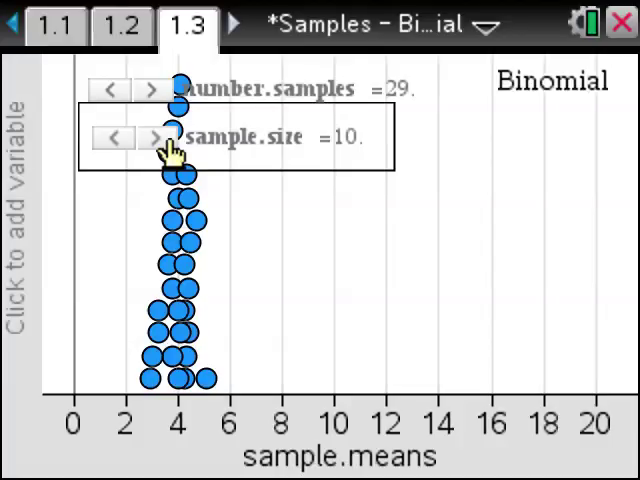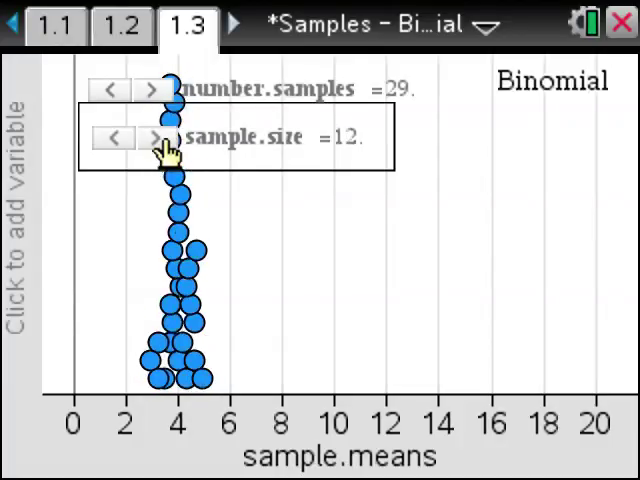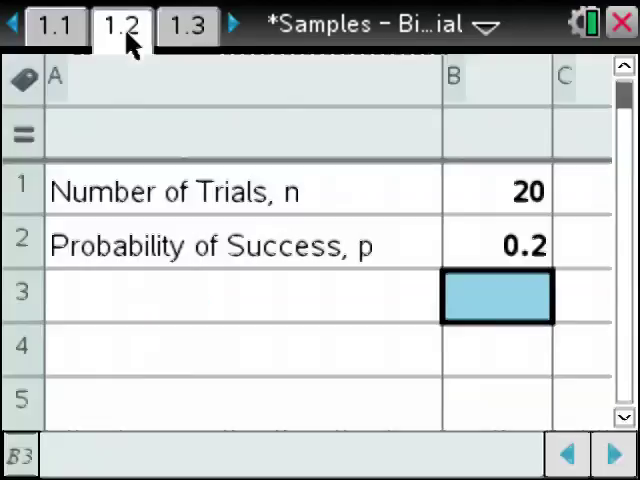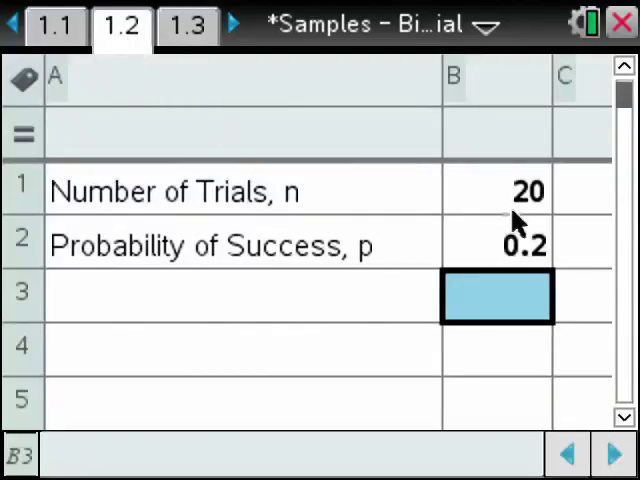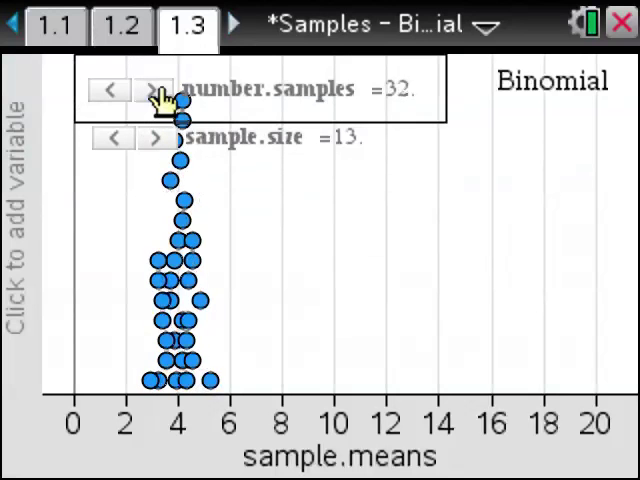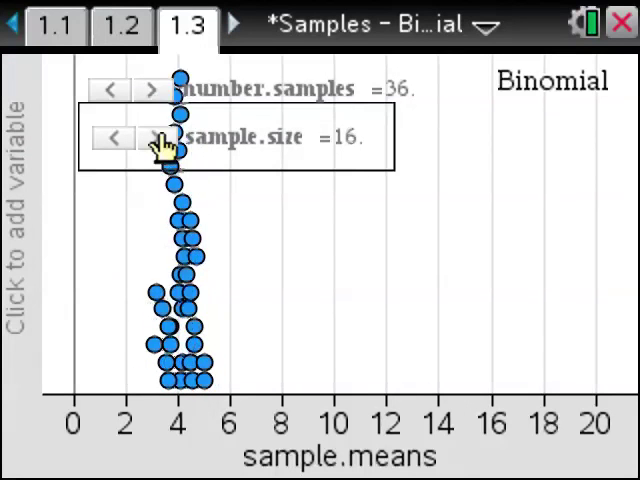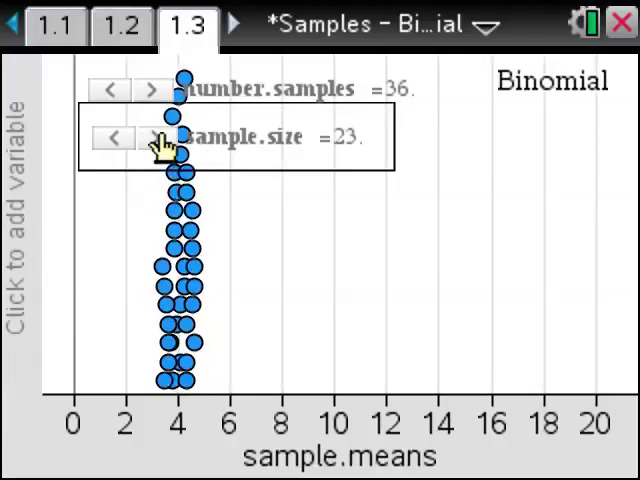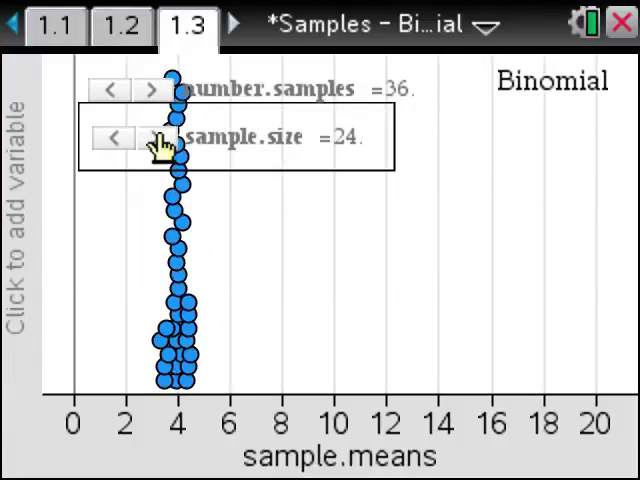And the students can very quickly start to see that the data is clustering around about 4. If we go back and look at the original parameters, we can see that the mean of this distribution, 20 times 0.2, is 4. Therefore, if we increase the number of samples and increase the sample size, we can pretty much get all these sample means to be centered around the mean of the parent distribution from which the samples have come.